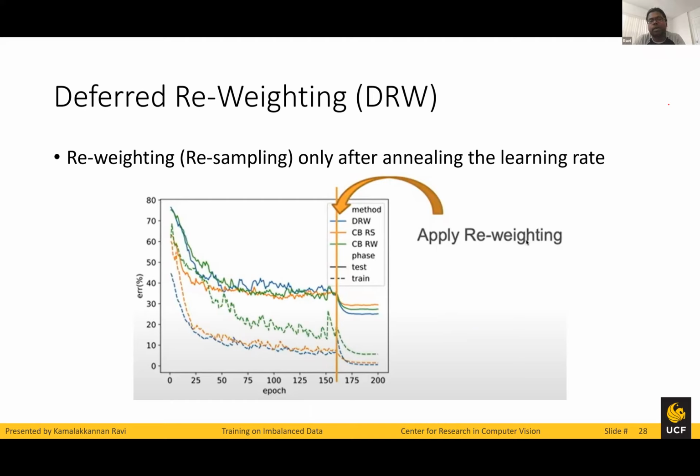That means after some certain epoch points. So as we see on this particular graph, for the graph between the error and the epoch, the deferred reweighting performs better. To explain, the CB is class balanced, RS is resampling, and RW is reweighting. And the dotted lines mean the training, and the solid line mean the testing. And we see overall reweighting performs a little bit better than the existing ones.